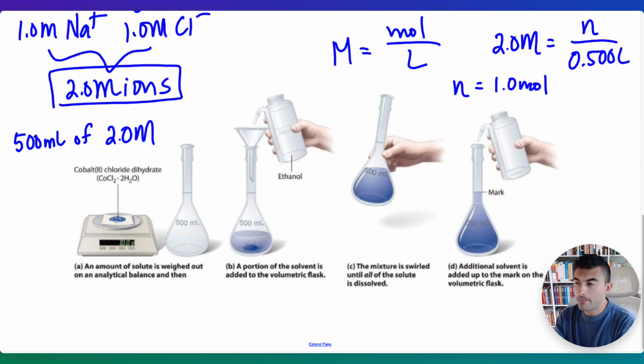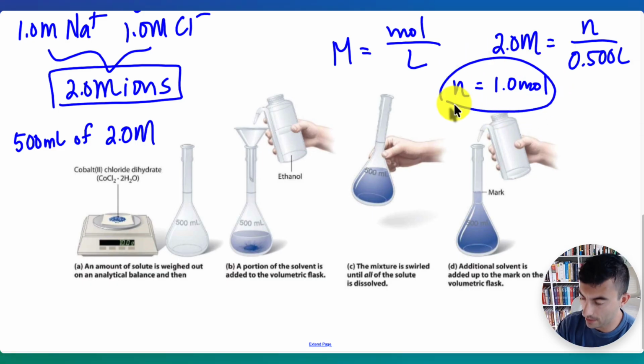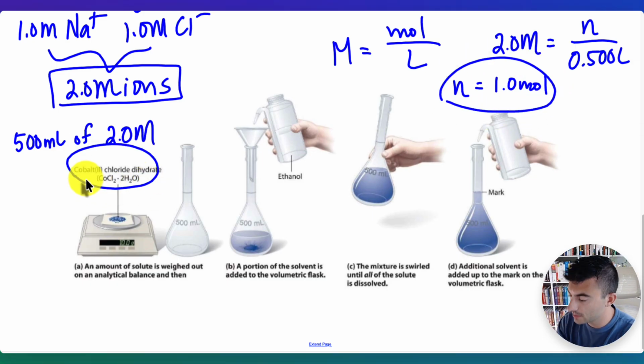Now, our balances don't measure in moles. The mass of a mole depends on what the substance is, right? And what particles make up that substance. So the next thing we would have to do, depending on what the solute is, is calculate the molar mass and convert the moles that we figured out to mass. That enables us to go in the lab, go to a balance, and measure out the solute using a spatula and a weighing boat.